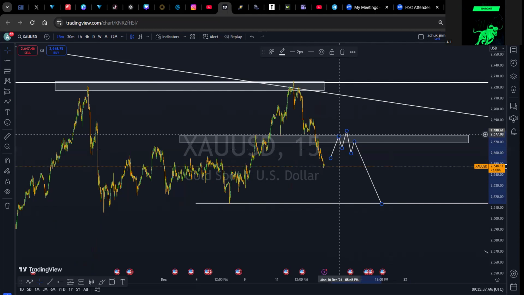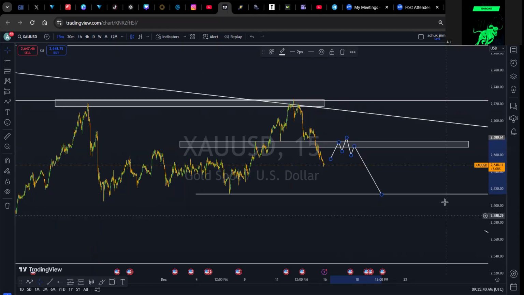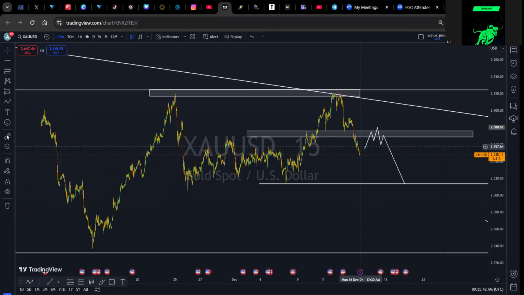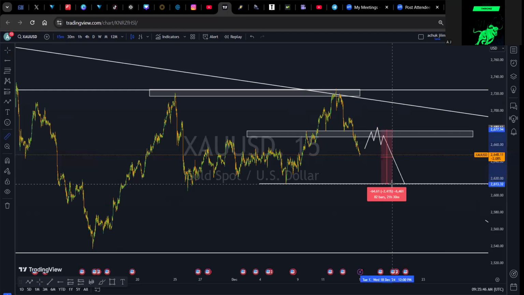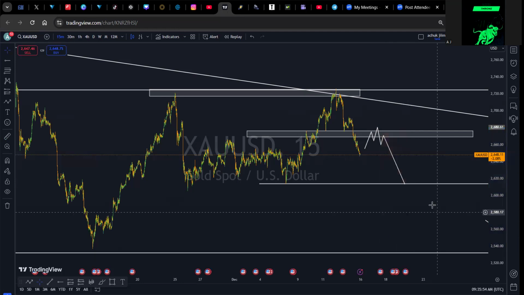So this is what we want to see throughout the week on gold. If we begin to have those signs of a downtrend, we could have about 600 pips target, and then eventually maybe to about 1,400 pips target. So this is what we want to see on gold.